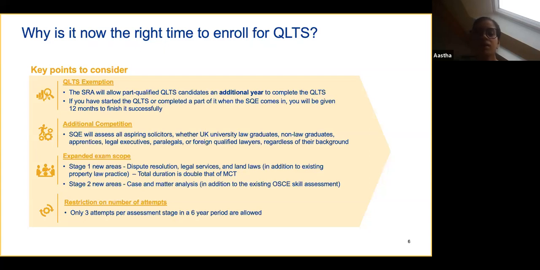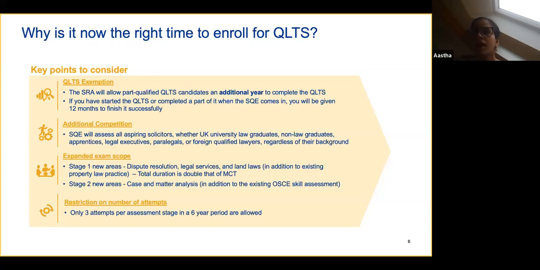For the expanded exam scope, we won't go too much into detail because it's a topic for its own webinar. But what we've seen is that stage 1 of the new exam will introduce new areas which we haven't seen in the MCT: dispute resolution, legal services, land law, in addition to the existing property law practice. And the questions are double as well, so the duration of the exam is also double that of the MCT, which is 11 hours.